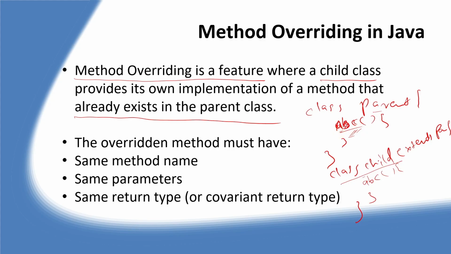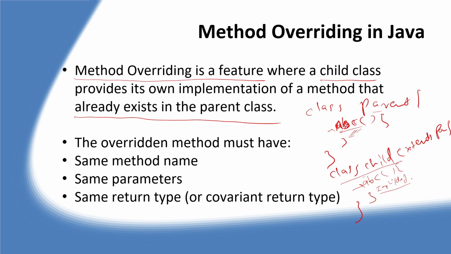The child class is not using the parent class definition for the method ABC. The child class is providing its own implementation, its own definition for this method. So the method name will be the same. See, here also ABC, here also ABC, but the method definition, what statements are inside the method, that is different in the child class. The child class is providing its own definition, its own implementation.